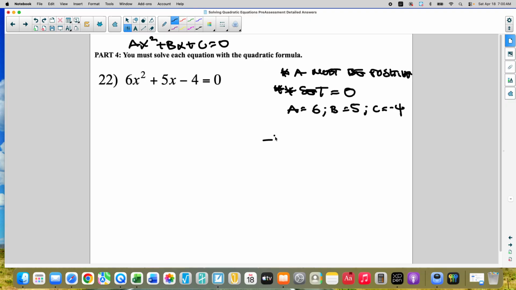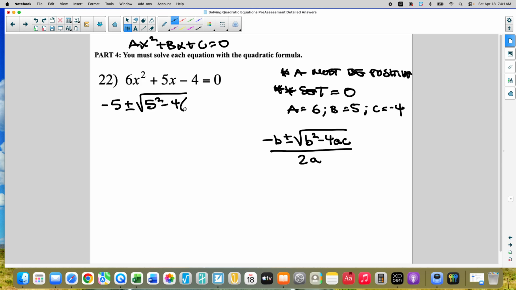The quadratic formula is the opposite of b plus or minus the square root of b squared minus 4ac all over 2a. So the opposite of my b value plus or minus the square root of my b value squared minus 4 times a times c, all over 2 times a. Negative 5 plus or minus 25. I'm going to get a positive value.